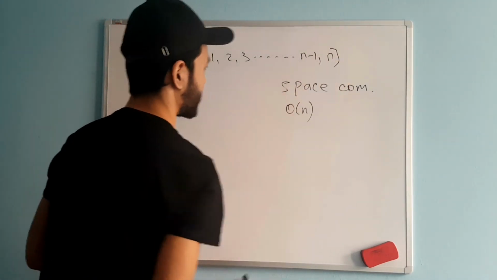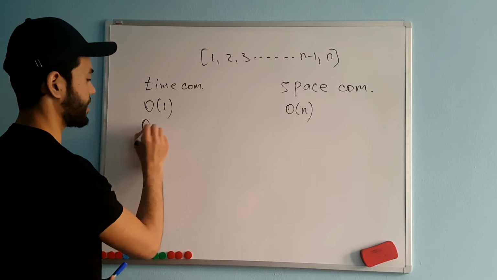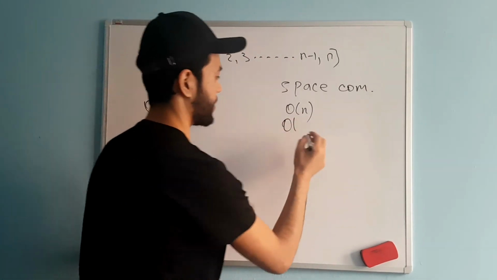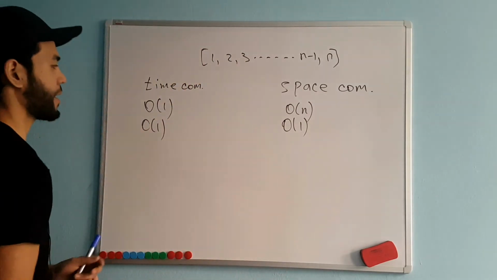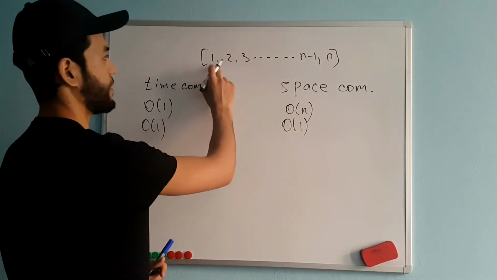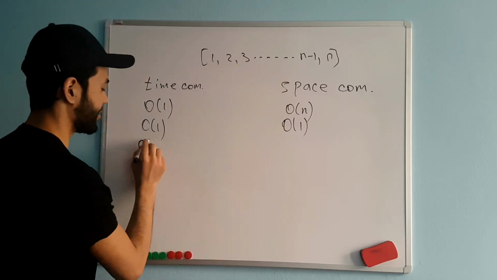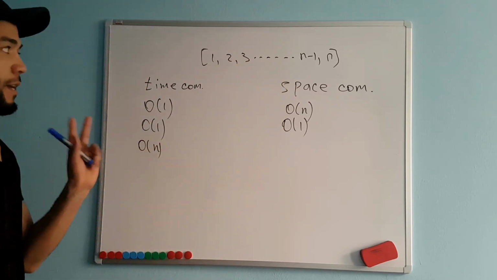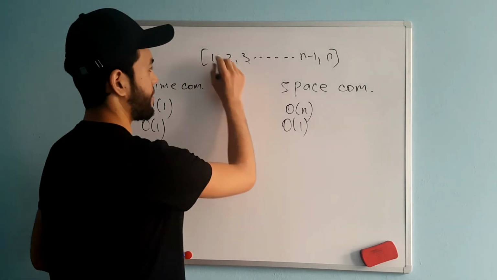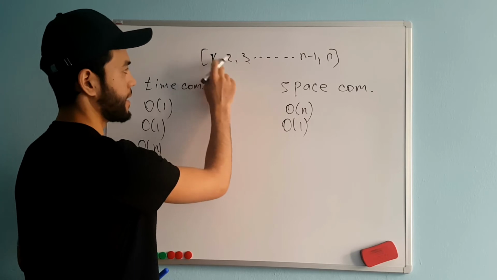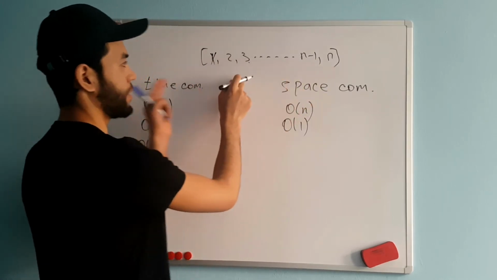Okay, for removing the last value, the time complexity requires constant time, and for space complexity we don't need extra space, so constant also. And for deleting from the middle or the first, the time complexity is linear time, which is O(n). Why? You may be asking. I'm going to delete the 1 here. If I delete 1, all numbers will be moved to the left, okay?